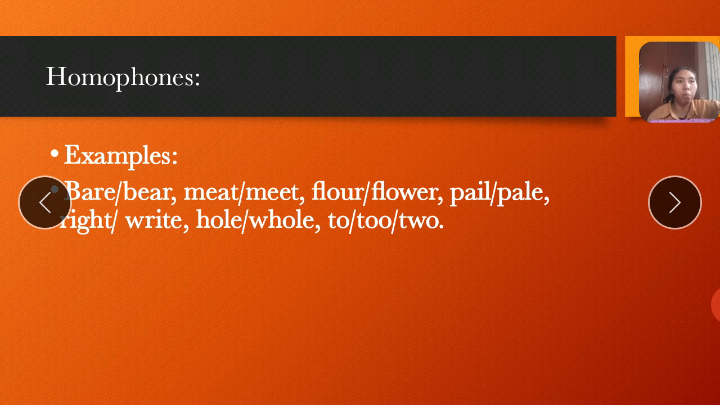And then homophones. When two or more different written forms have the same pronunciation, they are described as homophones. We can see the spelling on the slide: bear, beer, meat, flower, pale, right, whole, to, and so on.